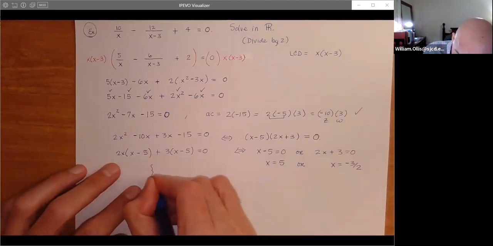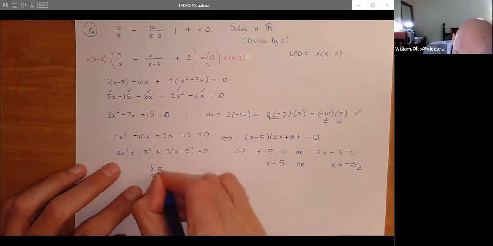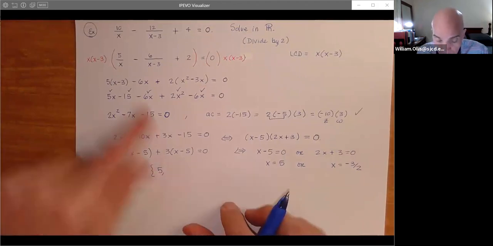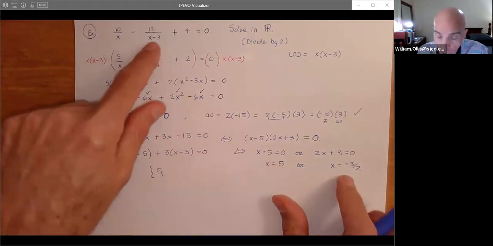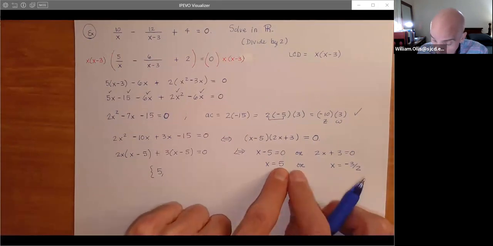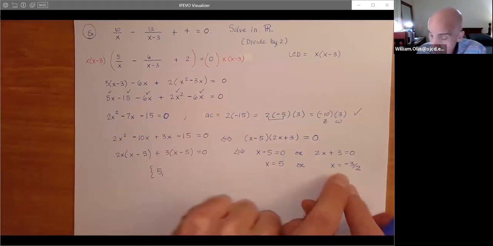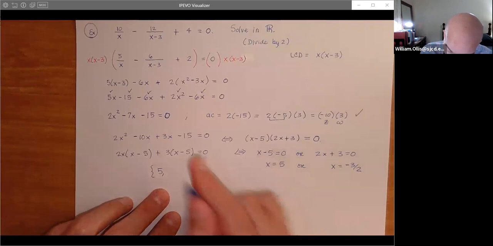So now we have 5. Again, I just run to this because neither of these turn out to be the bad numbers, 0 or 3. So this doesn't equal 0 or 3. Same here. So we can use both of these.